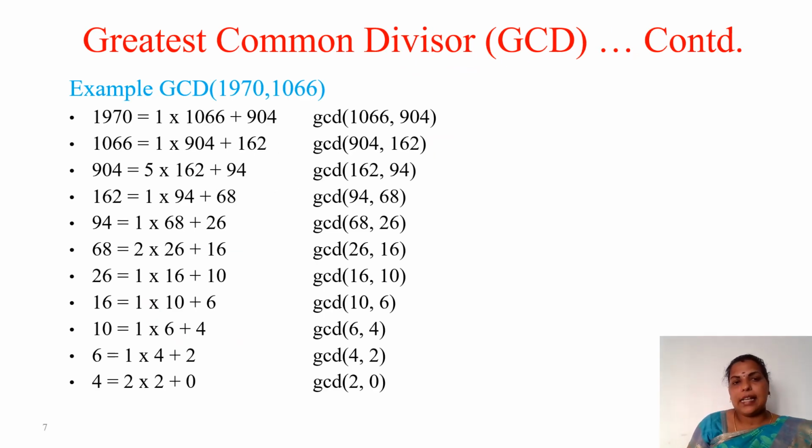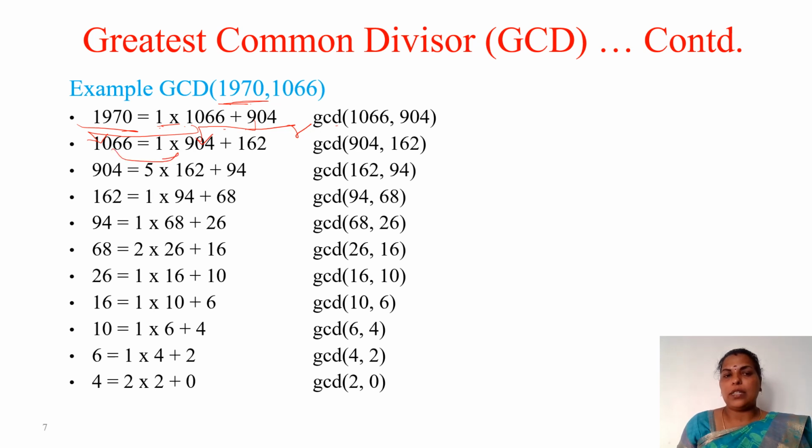Let us look into one example: GCD of 1970 and 1066. Here 1970 is the dividend and 1066 is the divisor. So dividend equals quotient into divisor plus remainder. Then you take this divisor as the dividend and repeat. So this is the GCD of 1066 comma 904. Next you take the divisor as the dividend, and the remainder as the divisor.